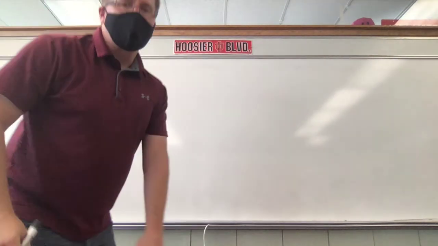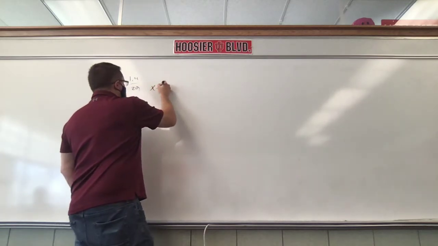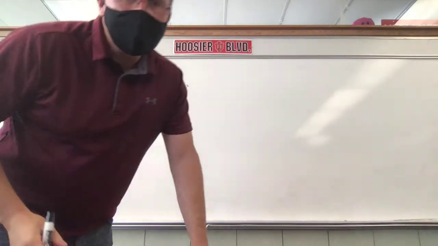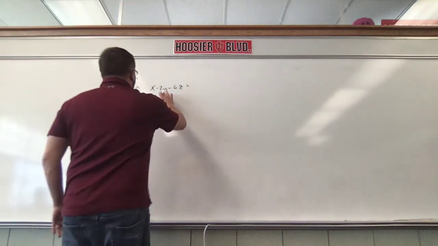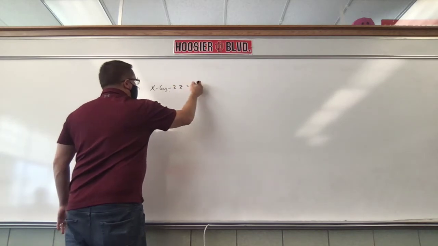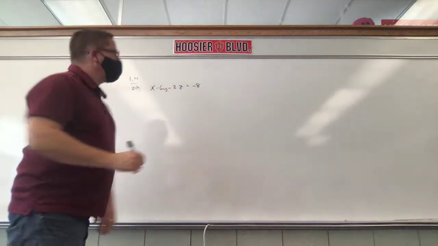We have x minus 6y minus 2z, equals negative 8. And what do we have here? 2 and 18 for the others.